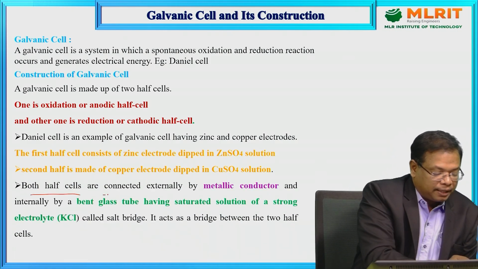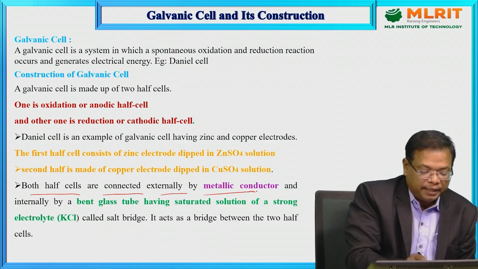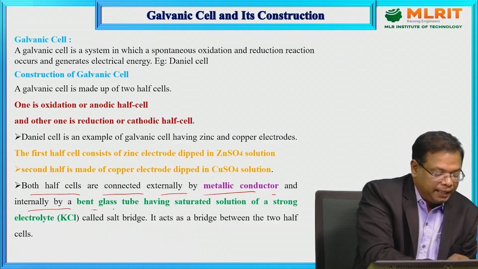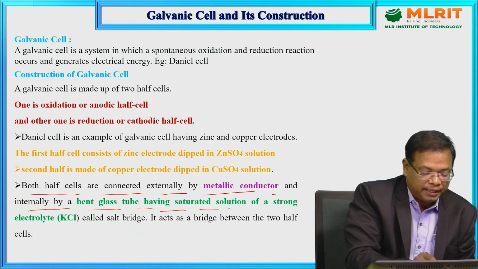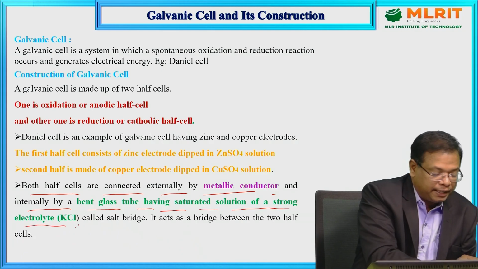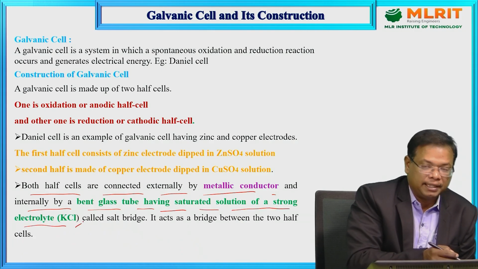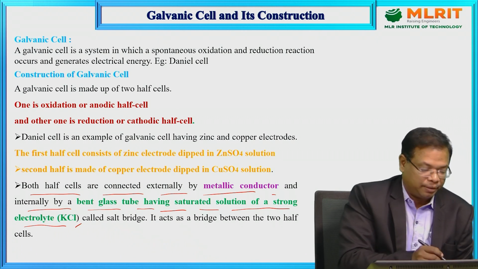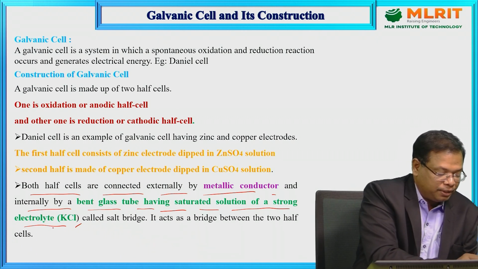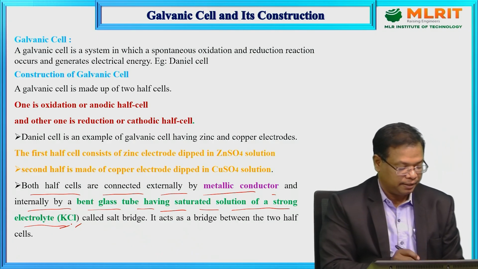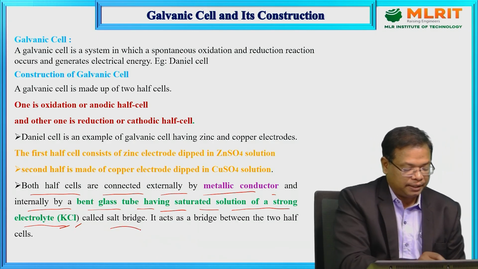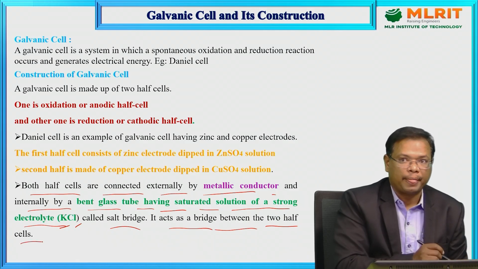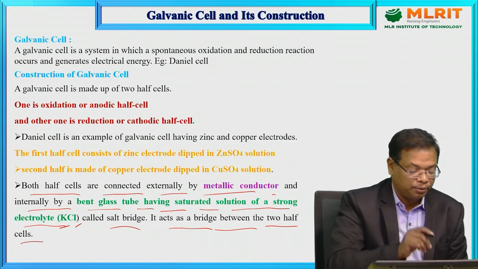Both half cells are connected externally by a metallic conductor and internally by a bent glass tube having saturated solution of a strong electrolyte like KCl. Instead of KCl, we can also go for KNO3. So, some other electrolytes. Here we took KCl as the electrolyte, called the salt bridge. It acts as a bridge between the two half cells.